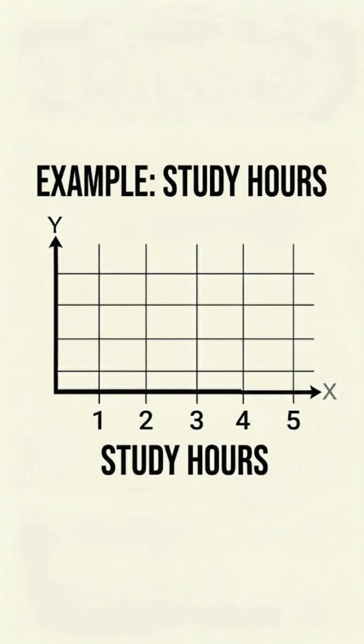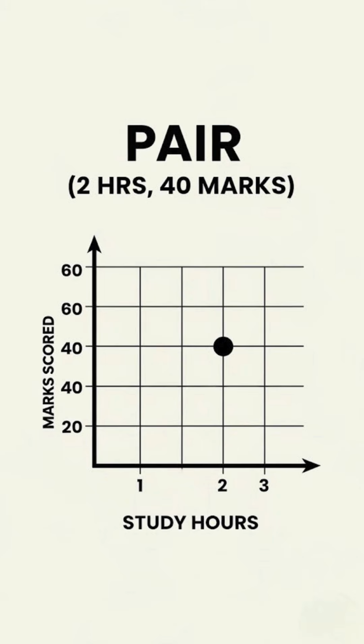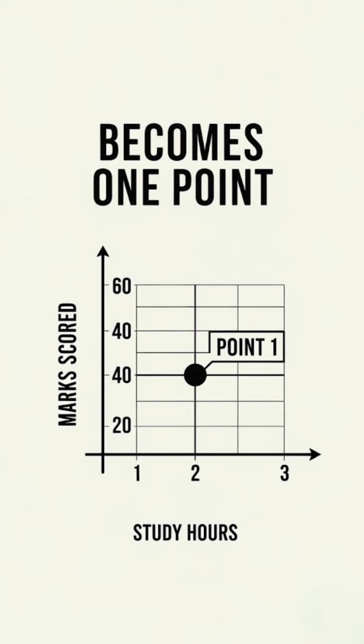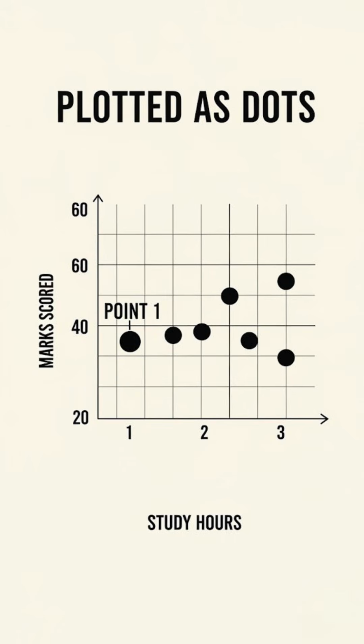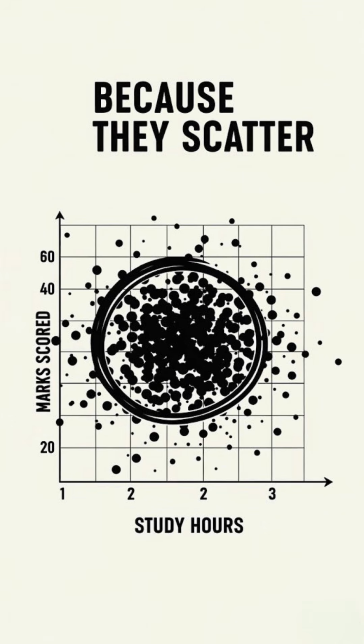For example, study hours may be placed on the x-axis, marks scored on the y-axis. Each pair of values, like 2 hours, 40 marks, becomes 1 point on the graph. These points are plotted as small dots. That is why it is called a scatter diagram, because the points appear scattered across the graph.